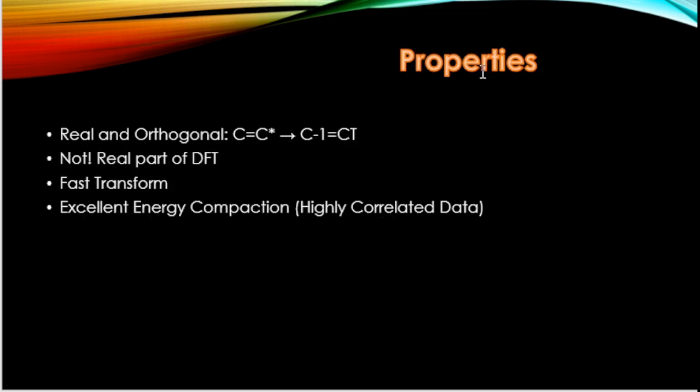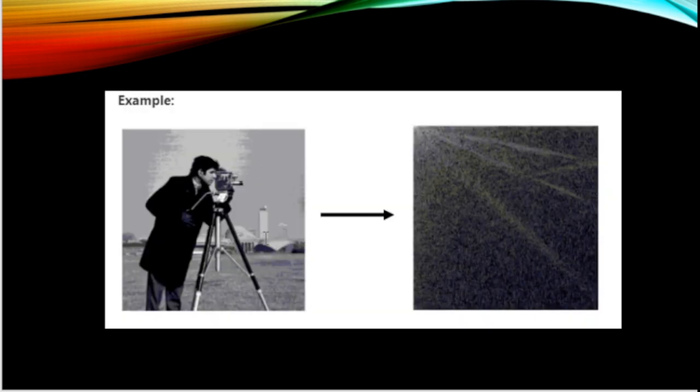So what are the properties of DCT? First is real and orthogonal: C is equal to C star, which implies C inverse is equal to C transpose. Second is not the real part of DFT. Third is we get a fast transformation. Last is excellent energy compaction. So these are all the properties of DCT. Next we have an example. This image is in a digital form, and after converting it into the DCT domain, it is in this form.